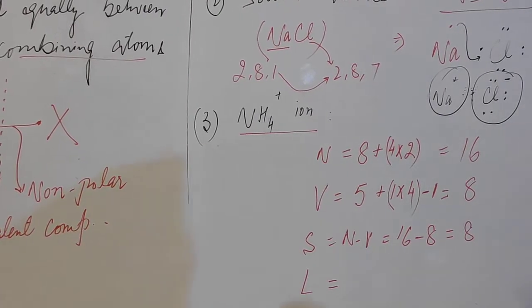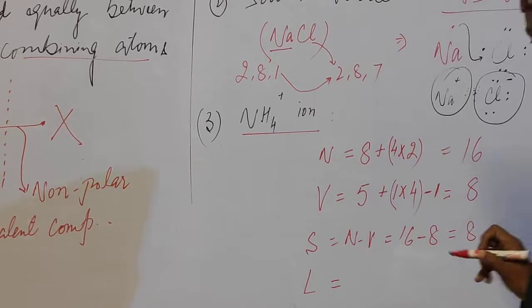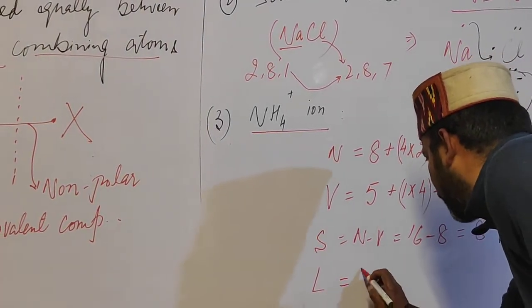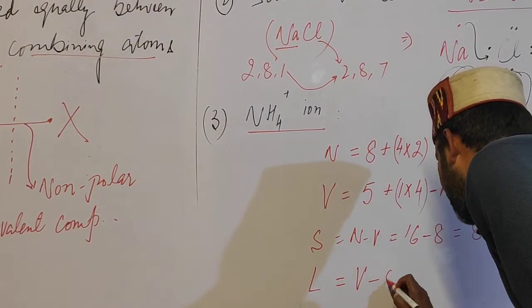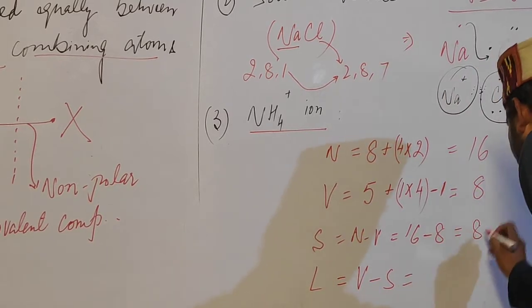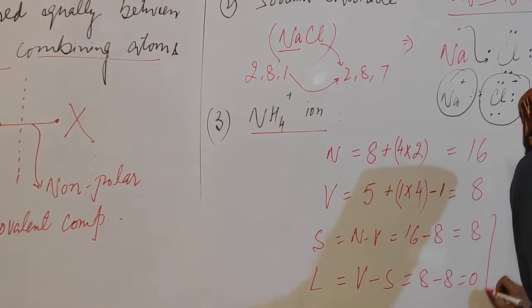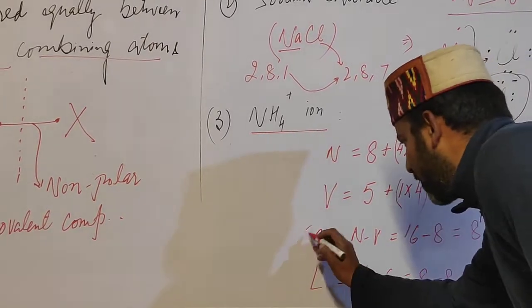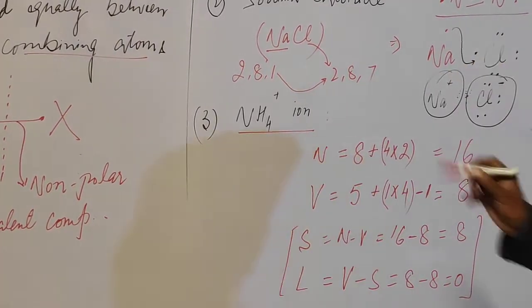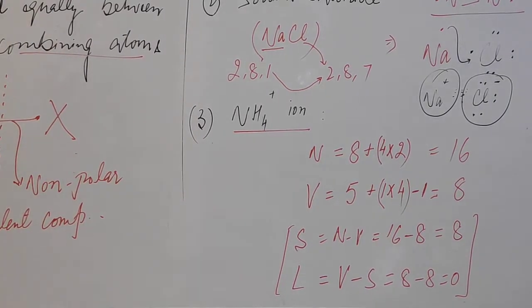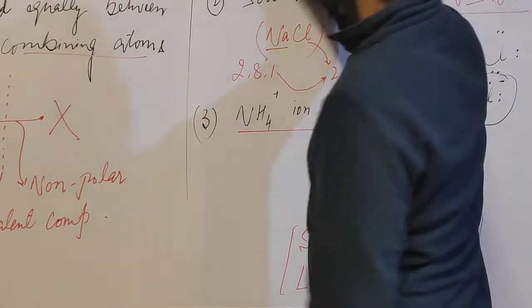Now the lone pairs of electrons we have to calculate, and we find lone pair electrons as V minus S. 8 minus 8, so 0. Now we'll distribute these shared and unshared pairs of electrons between the combining atoms.